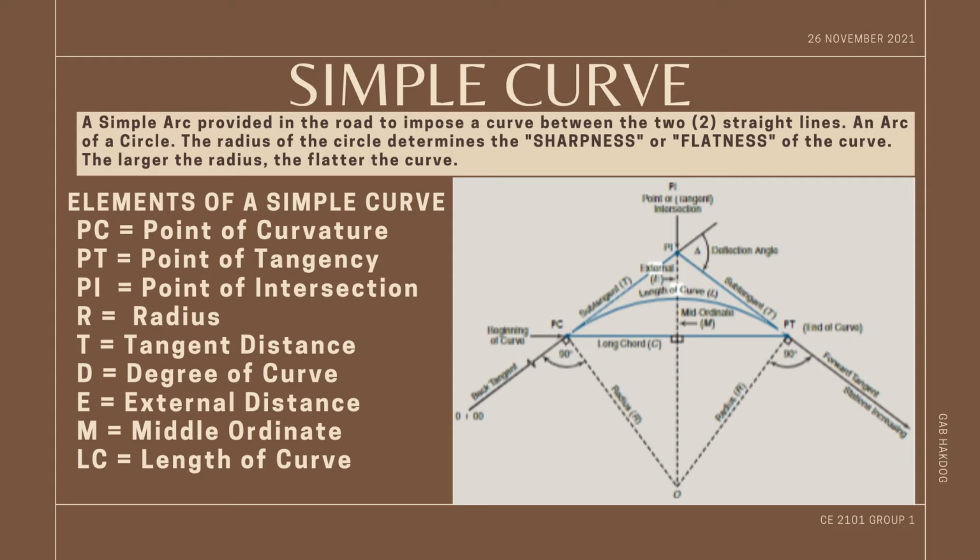From the geometry, we recall that the radius of a circle is perpendicular to the tangent at the point of tangency. Therefore, the radius is perpendicular to the back tangent at the beginning of the curve, or BC, and to the forward tangent at the end of the curve, or EC.